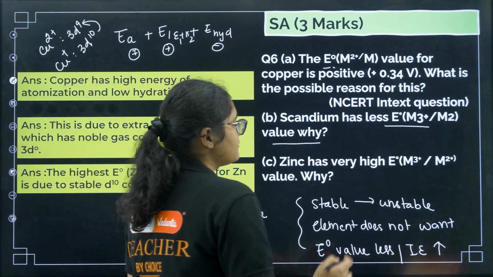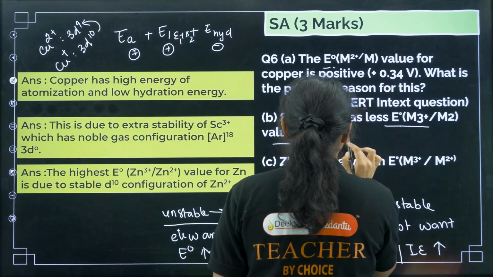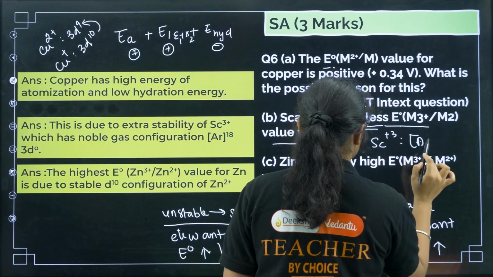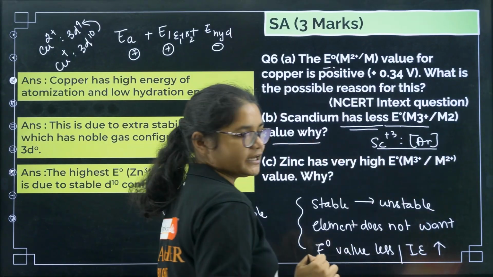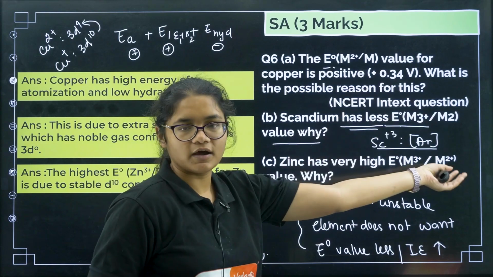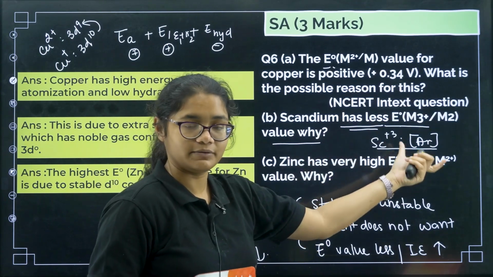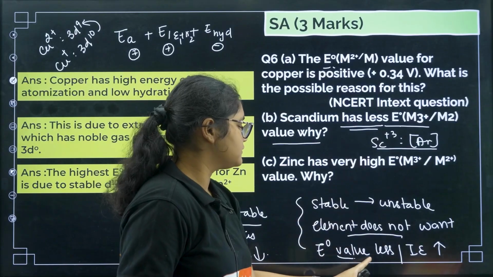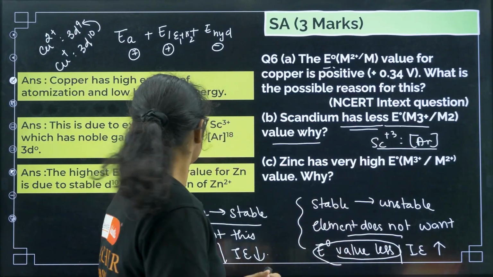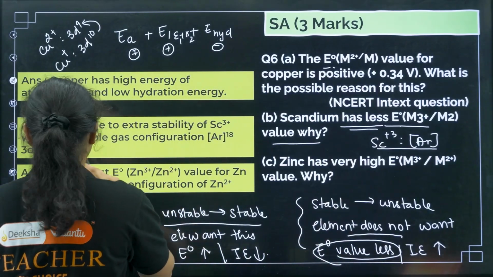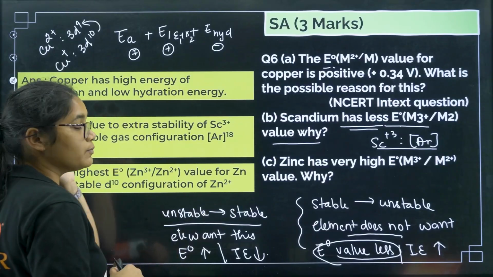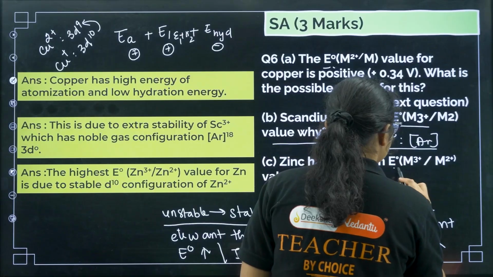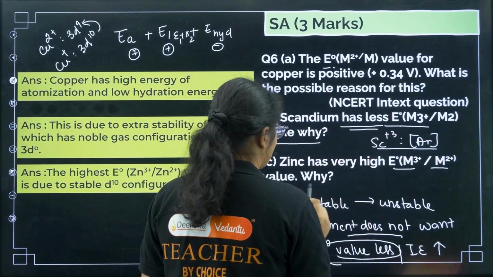Now see, scandium 3+ to scandium 2+, it is having less value. So if you see, scandium 3+ configuration is of argon, right? It has a very stable configuration. Why will it want to go to the less stable configuration, right? It doesn't want. If it doesn't want, then its E value will be less, okay. So you can say this is due to the extra stability of Sc3+, which has a noble gas configuration.